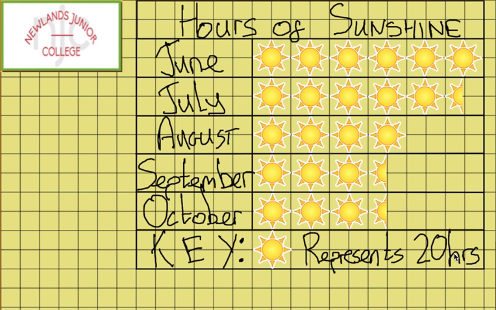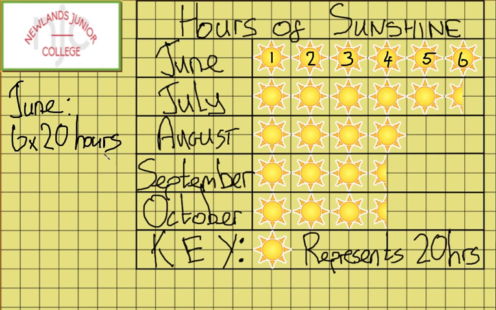So, how do you work out how many hours of sunshine have been recorded for June, for example? I'll show you a quick calculation over here. So, for June, you'll see that there are 1, 2, 3, 4, 5, 6 suns, and so that means that we have 6 times 20 hours sunshine recorded, which is 120 hours.